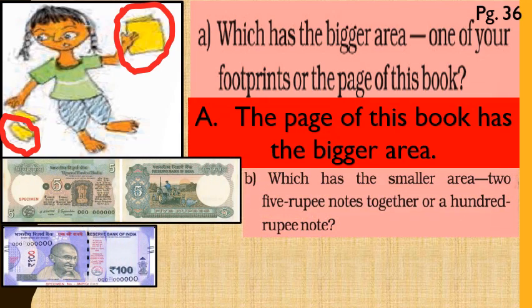Second figure shows two 5 rupee notes put together and a 100 rupee note. Can you tell out of these two which has the smaller area? Two 5 rupee notes together or a 100 rupee note? We can see that when two 5 rupee notes are put together, it occupies more space than a 100 rupee note. So, a 100 rupee note has the smaller area.